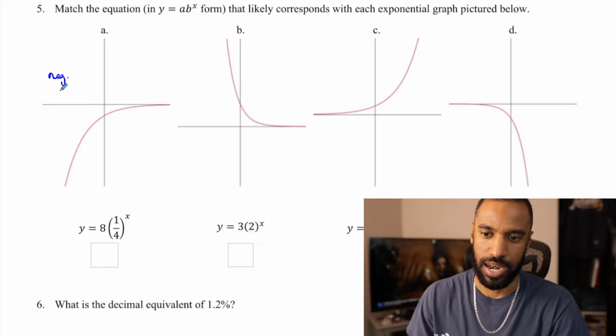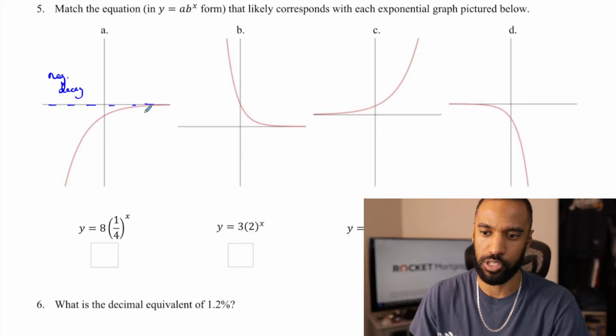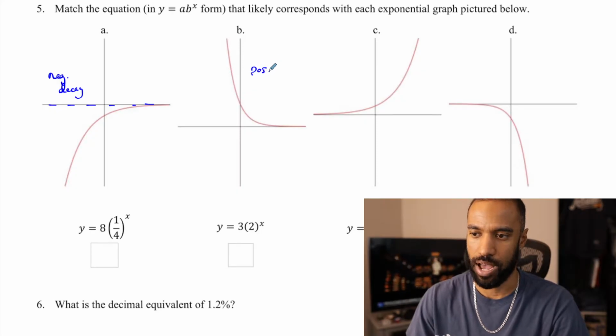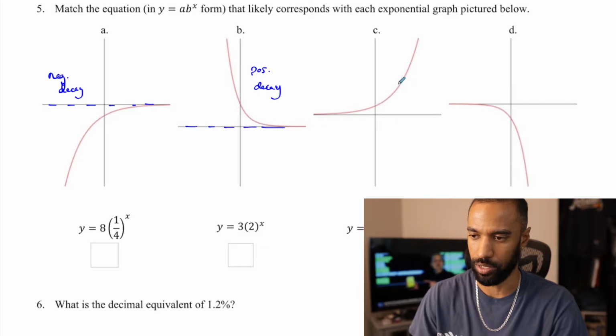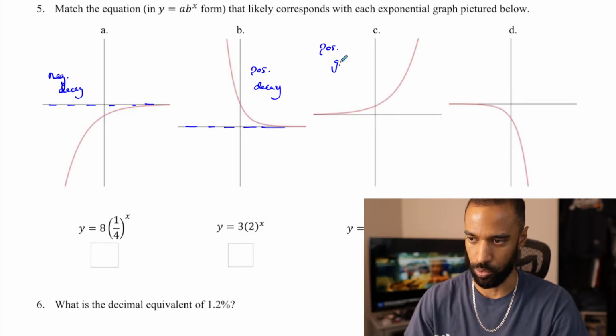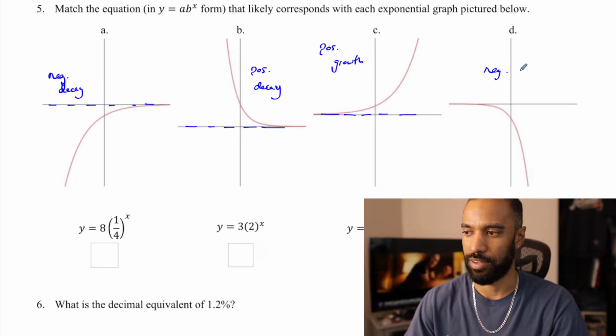This is what's called negative exponential decay. Negative because we're underneath the asymptote, decay because it shrinks toward the asymptote. This is positive exponential decay, as we're above the asymptote but shrink toward it. This is positive exponential growth, above the asymptote and taking off, and negative exponential growth.